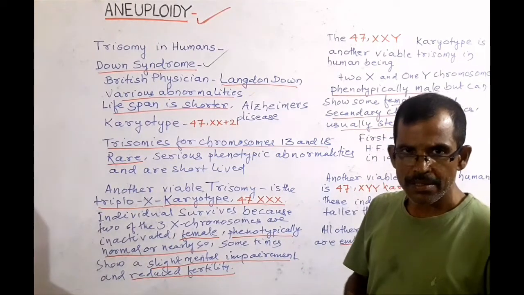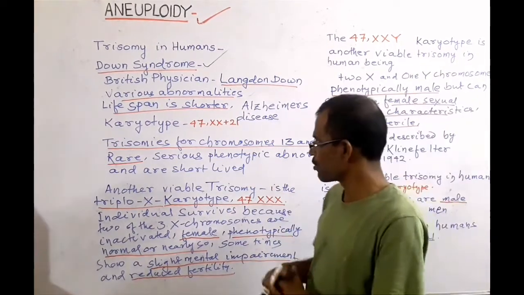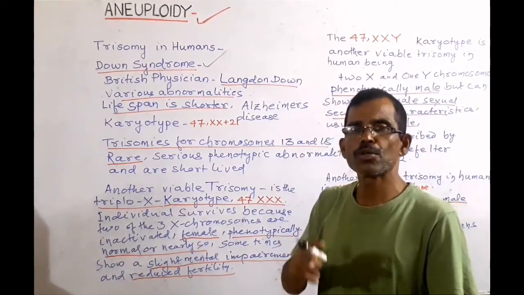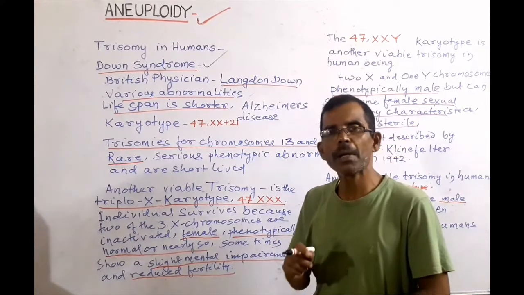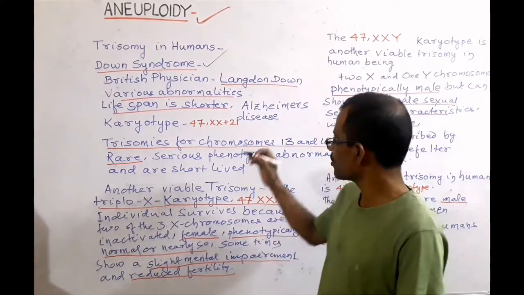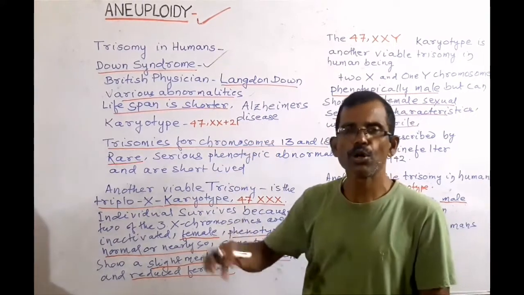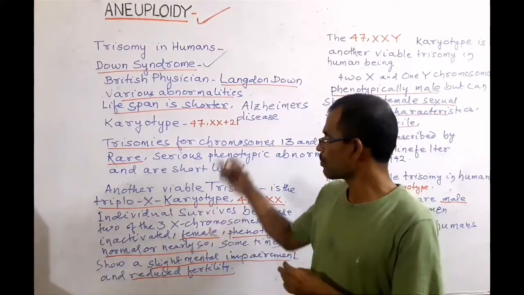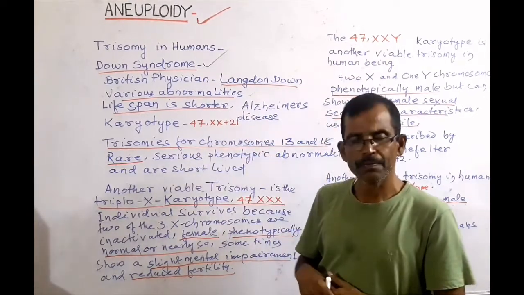In persons suffering from Down syndrome, there are 3 copies of chromosome 21. That means in persons with Down syndrome, the chromosome 21 is overrepresented. There are 3 copies of the chromosome 21.